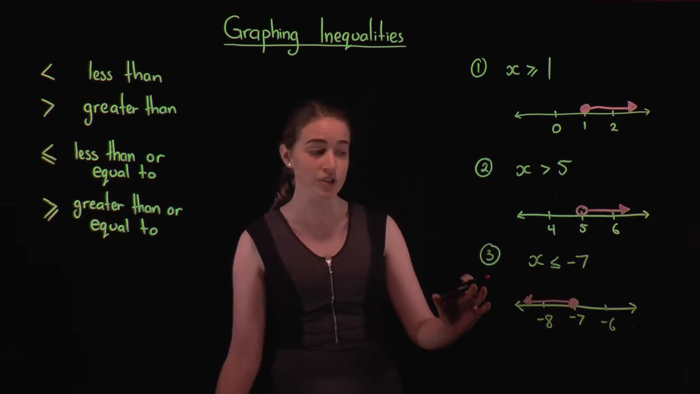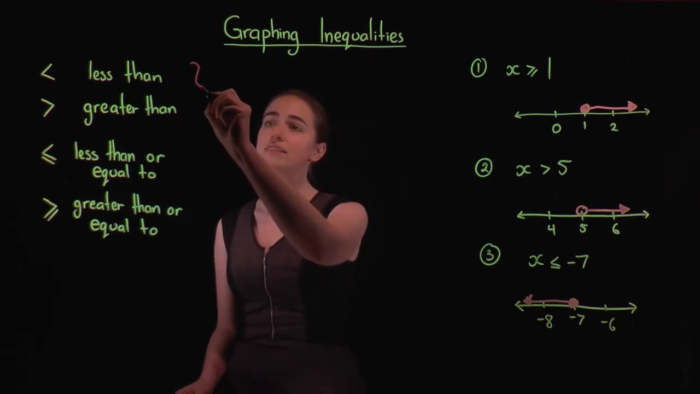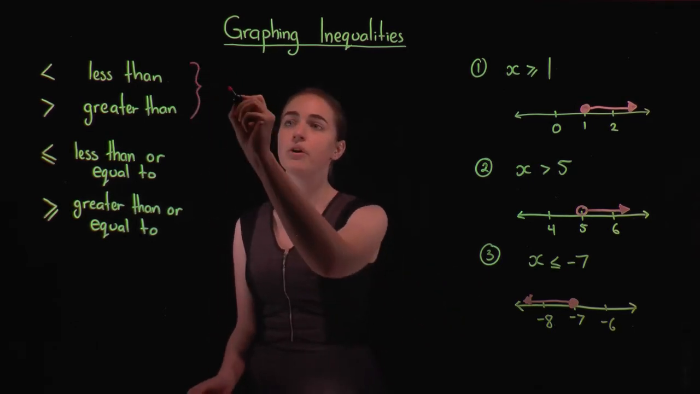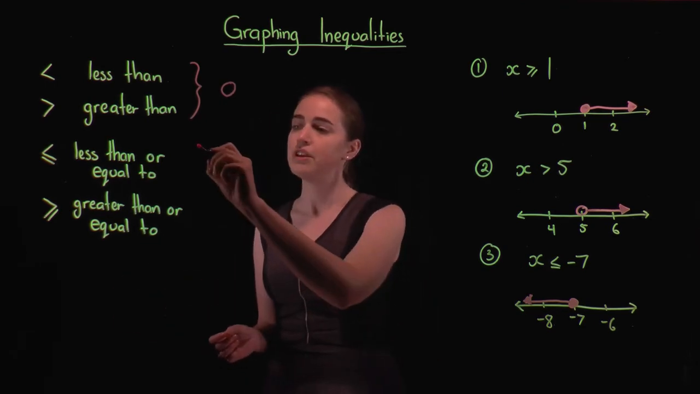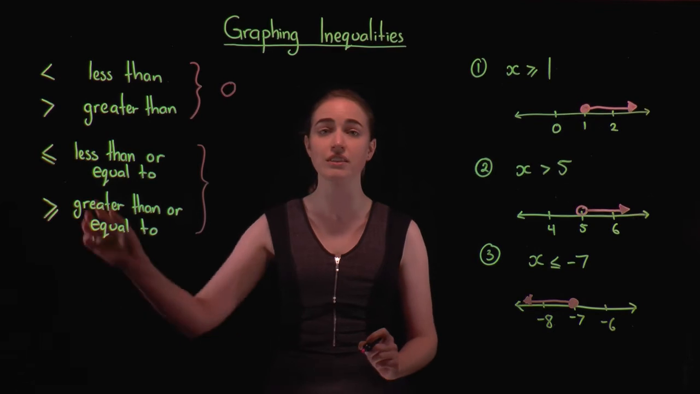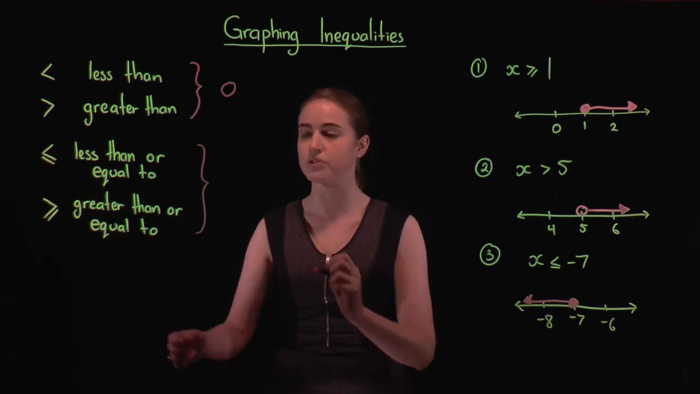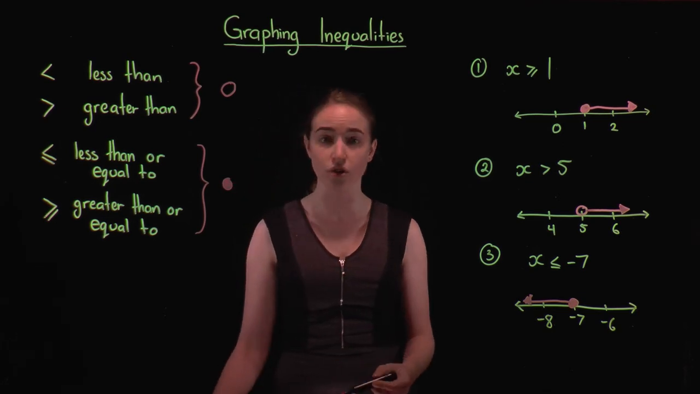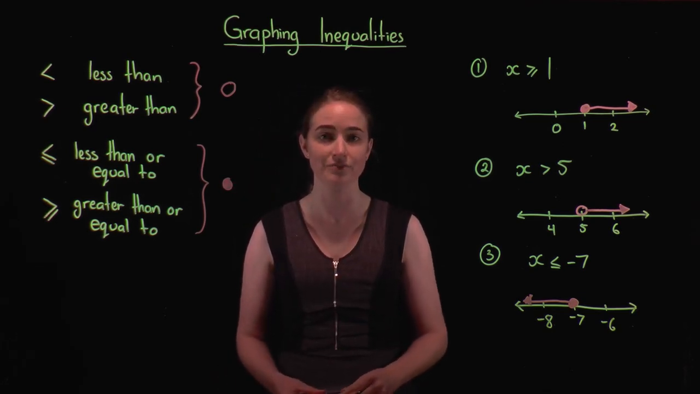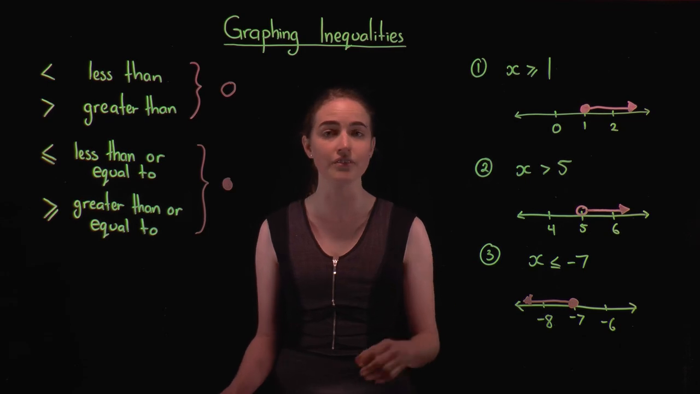Just to summarise that, if we've got a less than or a greater than symbol, we're going to use an open circle because the number itself isn't included. But if we have an equality there as well, so less than or equal to or greater than or equal to, then the number is included, so we use a coloured in circle or a closed dot instead. So let's have a look at a few examples of graphing inequalities.